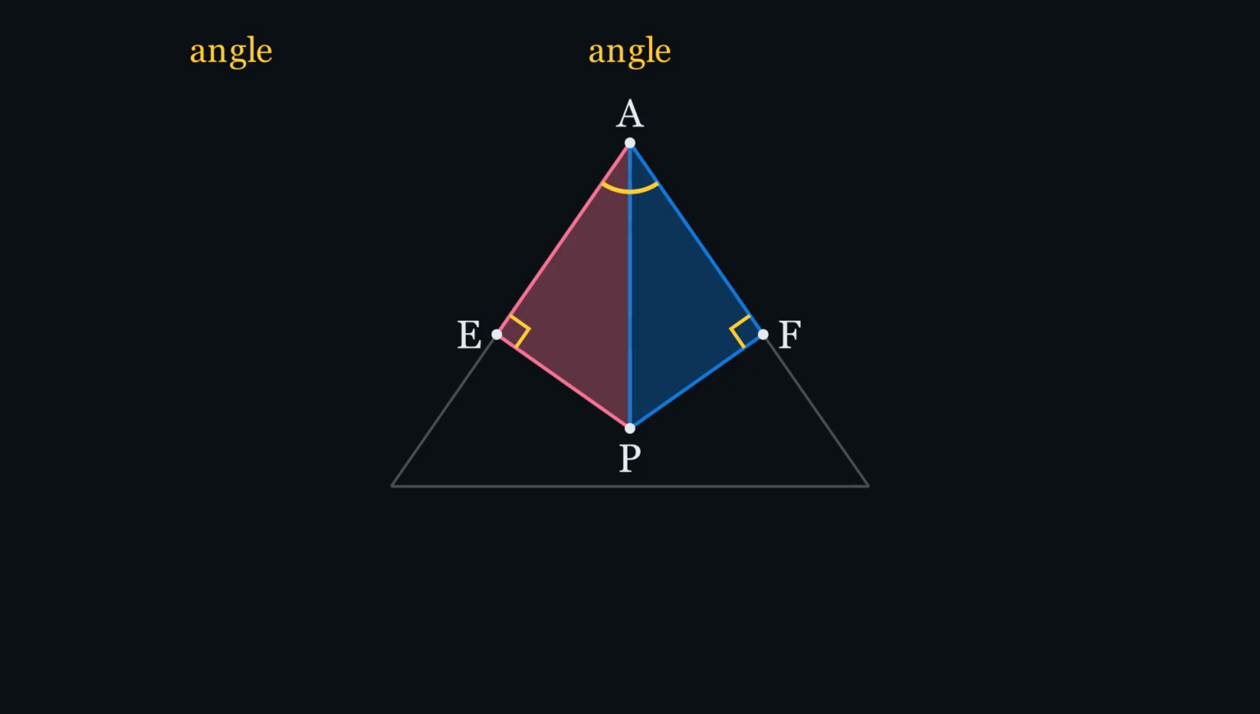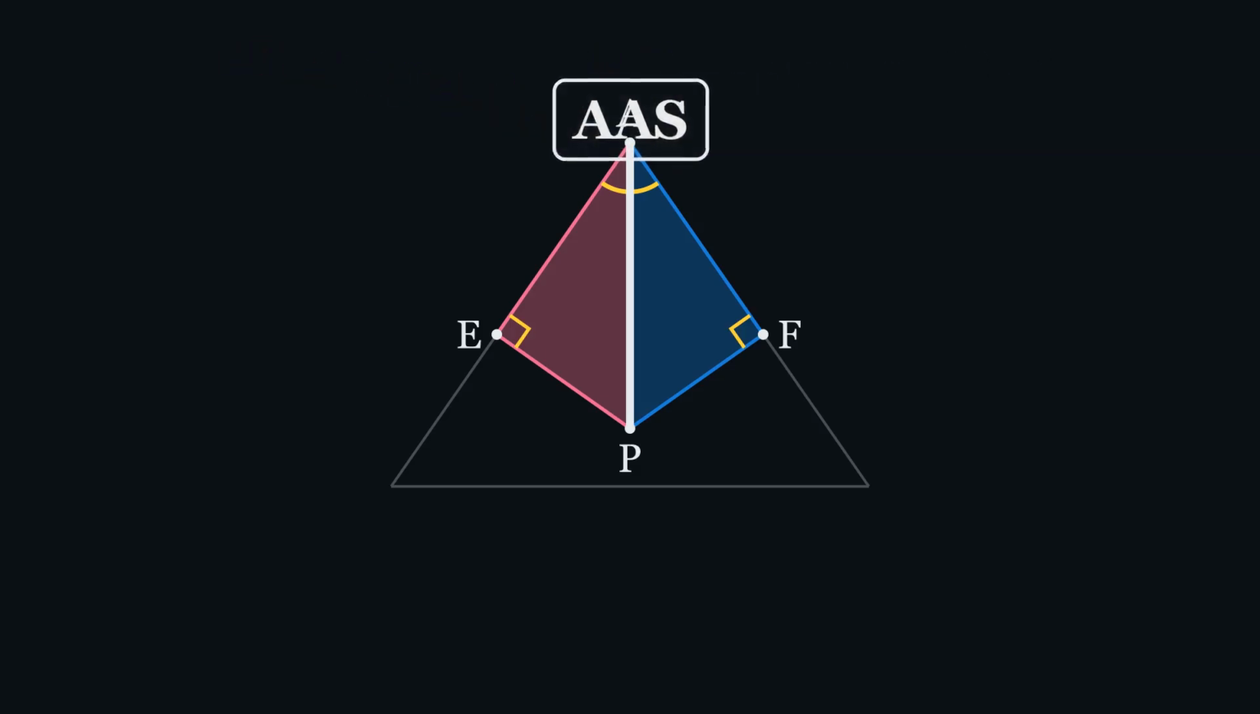Second, the right angles. E and F were both built as perpendicular feet, so both triangles have a 90-degree corner. Match number 2. Third, they share the side AP. It's literally the same segment, the border between them. Match number 3. So I've got two triangles agreeing on an angle, an angle, and the side between them. That's a legitimate congruence rule. Angle, angle, side. These two triangles are congruent.